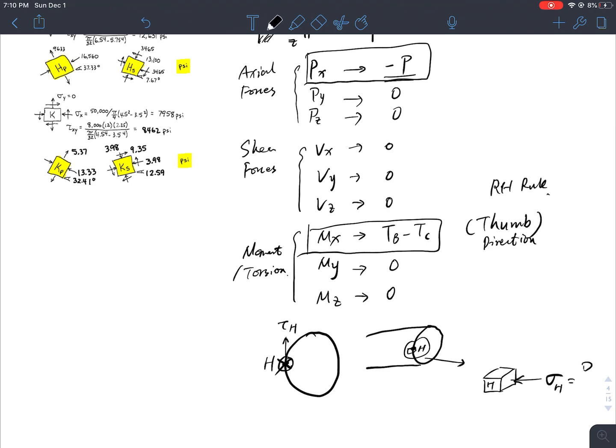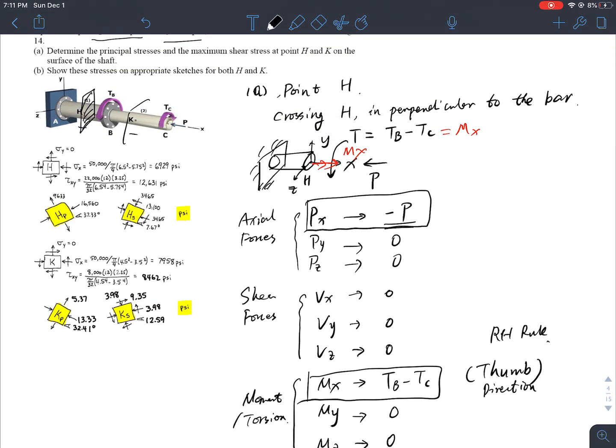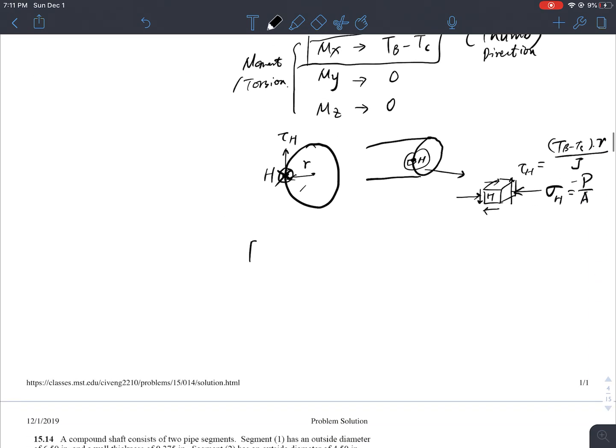called H. I have compression due to P over A. Is that right? I will have also a shear stress, right? Shear stress caused by TB minus TC times r, which is the distance between H and the center, divided by J. Is that right? J is the polar moment of inertia. Okay, so to satisfy the symmetry, these are the stress components I have on the element H. Okay, so if you follow the same process, you will find out the stress for point K. Okay, so let's take a look. For point K, the axial forces remain.